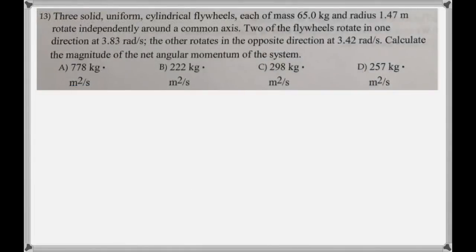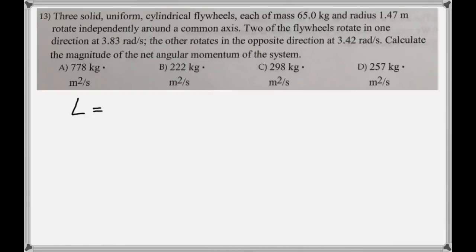Now in this question, there are three solid uniform cylindrical flywheels, each having the same mass and radius, and they rotate independently around a common axis. Two of the flywheels rotate in one direction at 3.83 radians per second. The other rotates in the opposite direction at 3.42 radians per second, and we have to find the magnitude of the net angular momentum of the system.